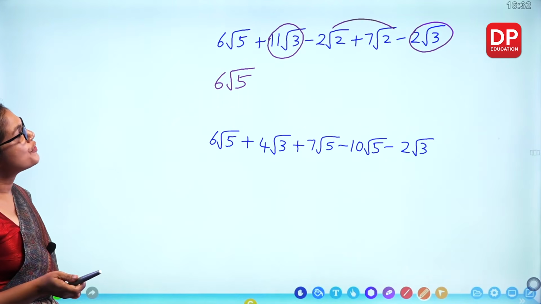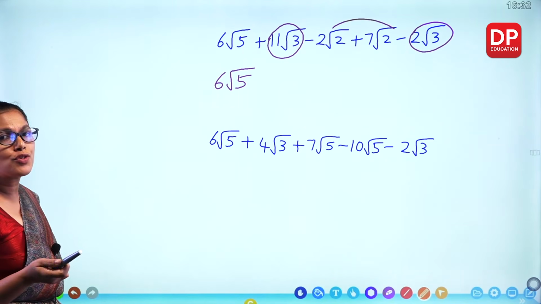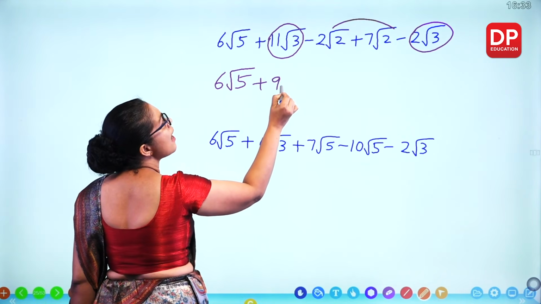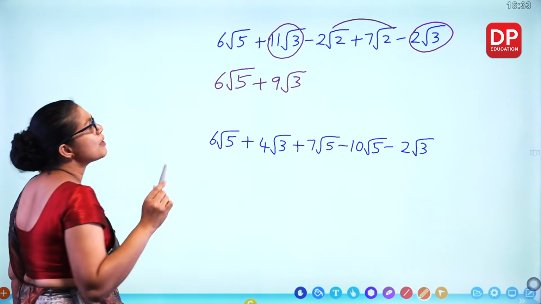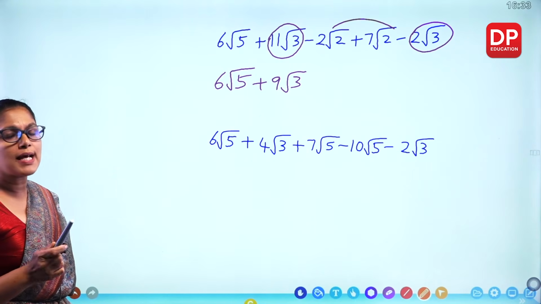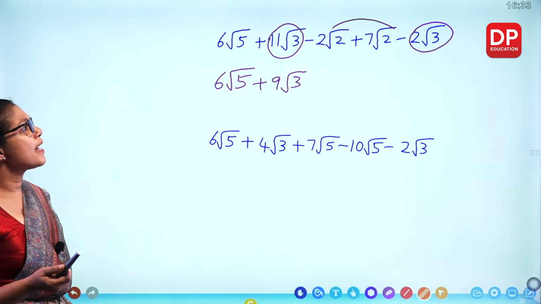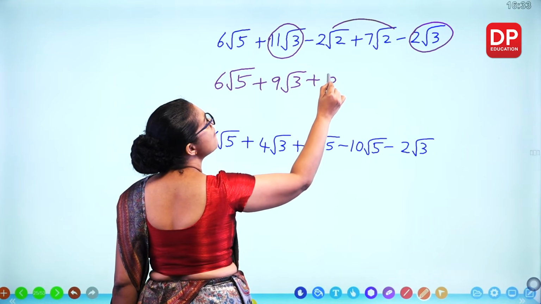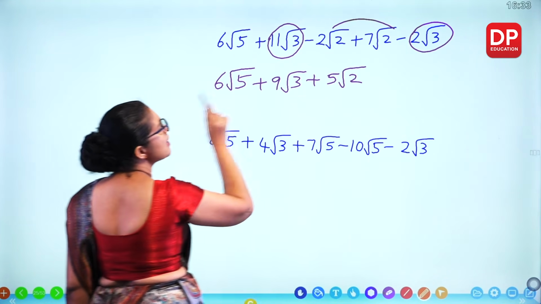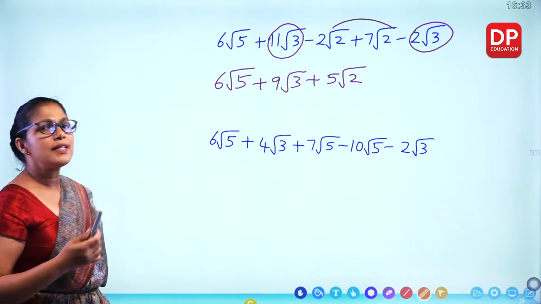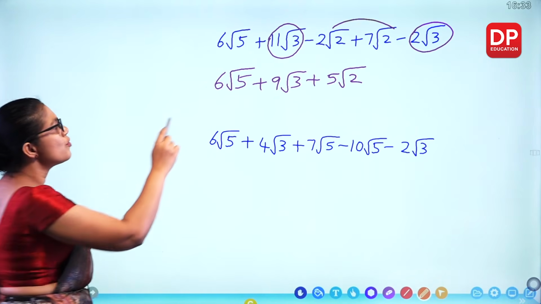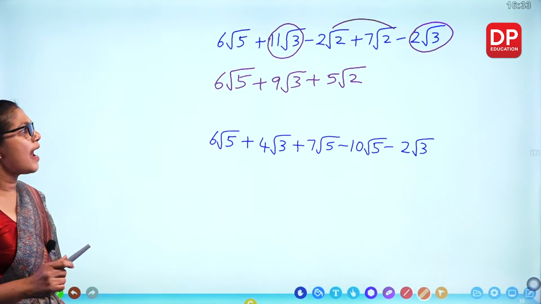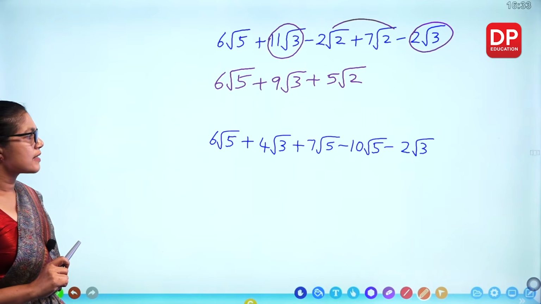Then what about root 3? 11 minus 2. What is 11 minus 2? You get plus 9 root 3. What about minus 2 plus 7? So minus 2 plus 7 becomes 5. So you get 5 root 2. But after that you can't simplify because the root values are different. Different surds you can't add or subtract.